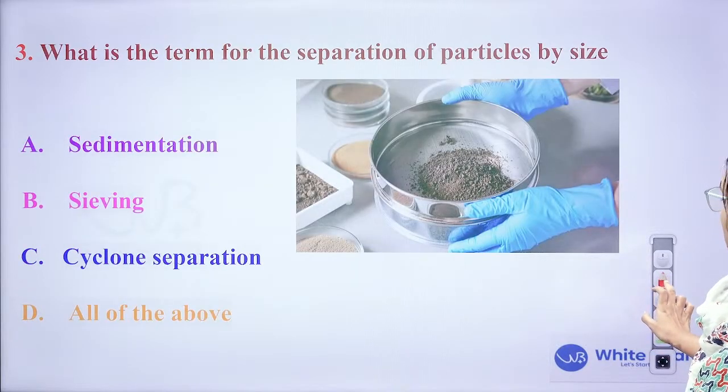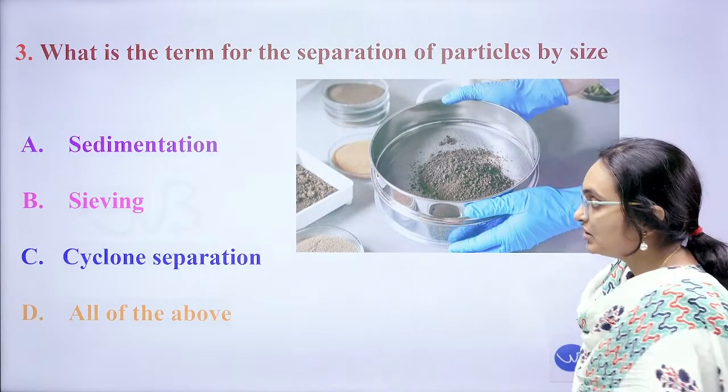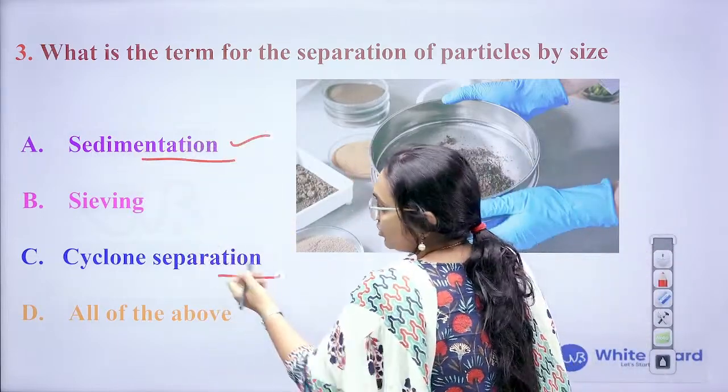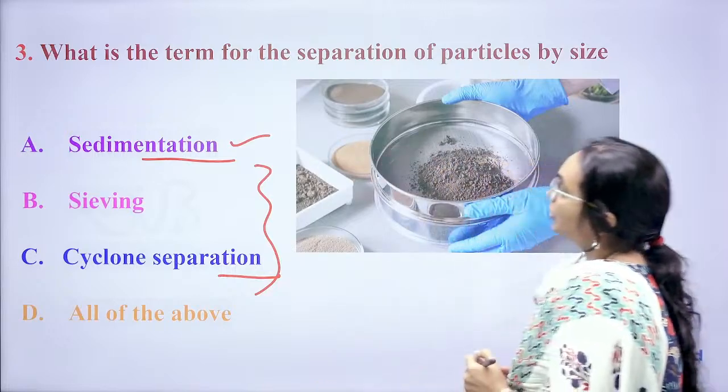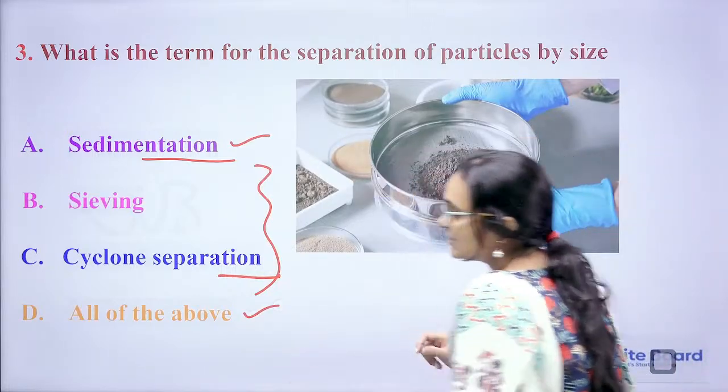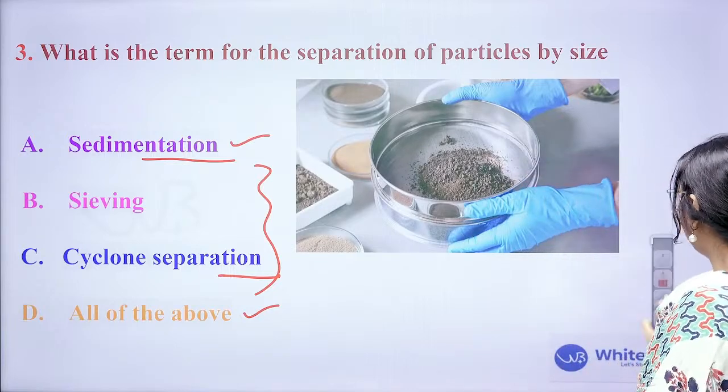Next, what is the term for the separation of particles by size? Sedimentation, sieving, cyclone separation, all these are used for the separation of particles. This is sieving. So, the answer is D, all the above.